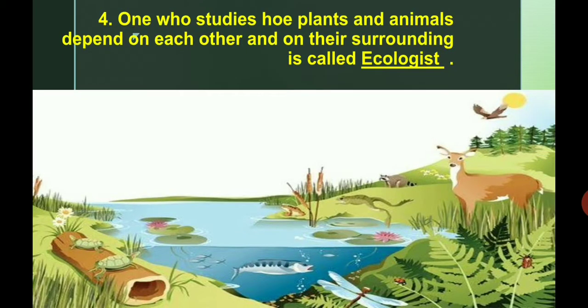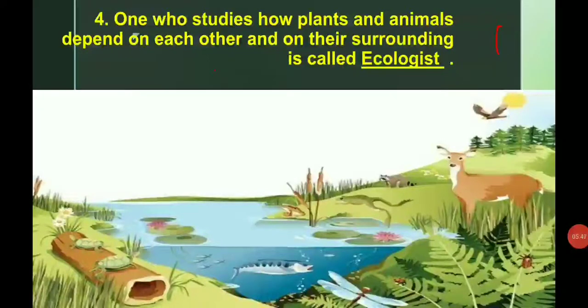Next, look at this picture. This picture is our ecology system. An ecology system means where all plants and animals depend on each other. The one who studies how plants and animals depend on each other is known as an ecologist. So this is the system of ecology. Now in your question number 4, the one who studies how plants and animals depend on each other in their surroundings is called an ecologist.